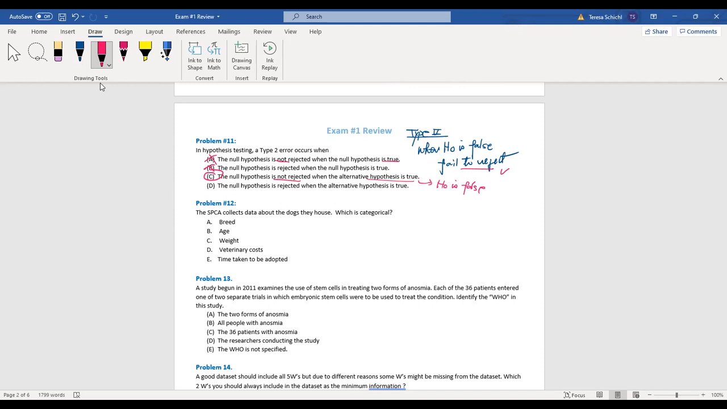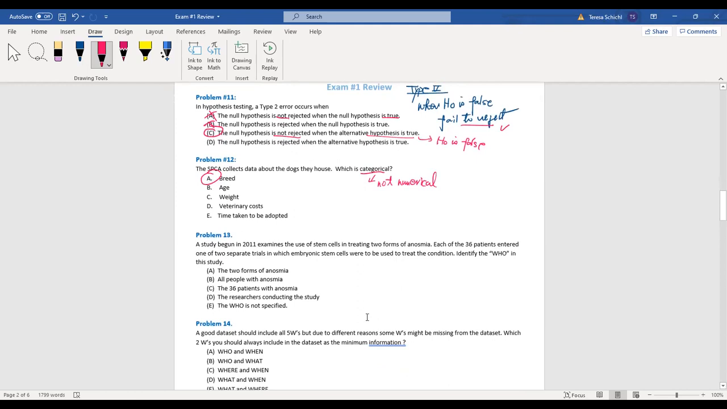Okay, so number 12 here, the SPCA collects data about the dog, which is a categorical. All right, so categorical means it's not numerical. So which one is it? Oh, the breed, right? So I have a Cocker Spaniel, I have a German Shepherd. Like age is numerical, weight is numerical, cost is numerical, time taken to be adopted. All these four are numerical, okay?